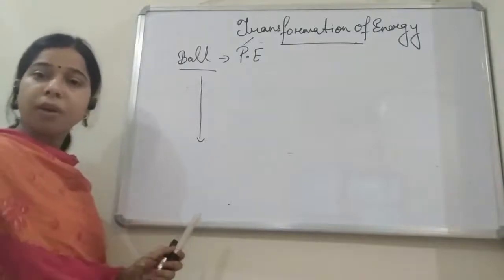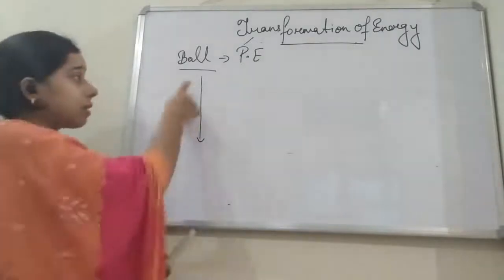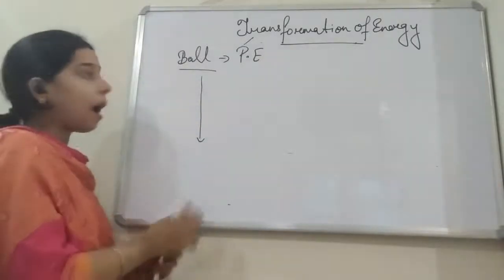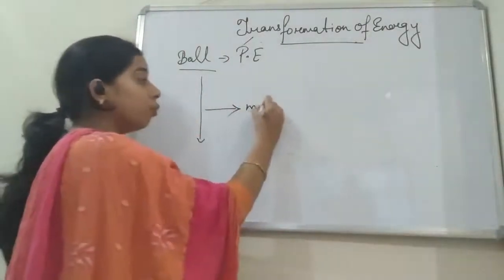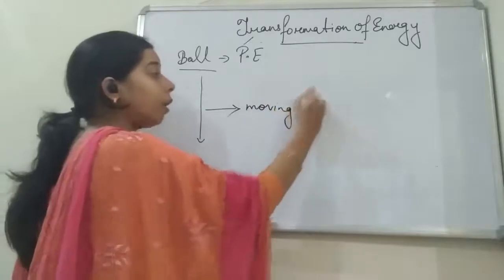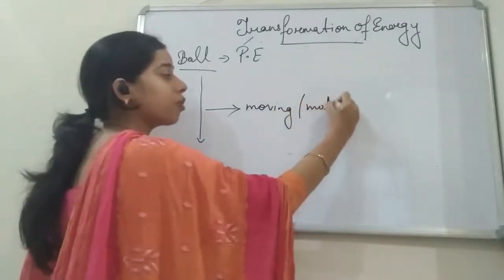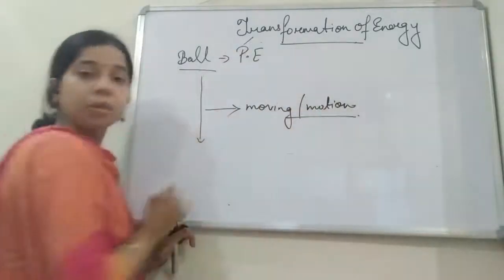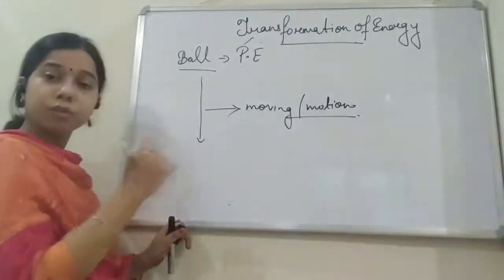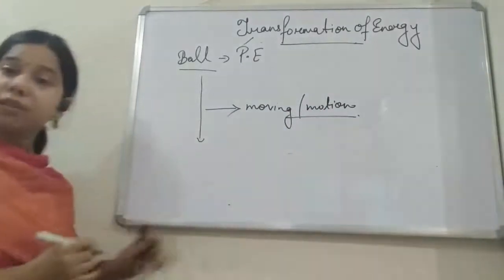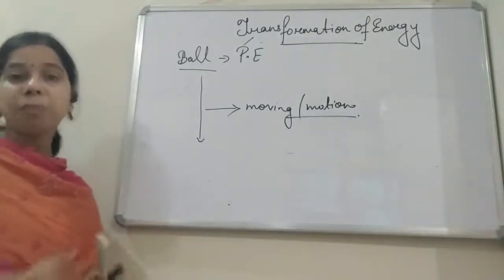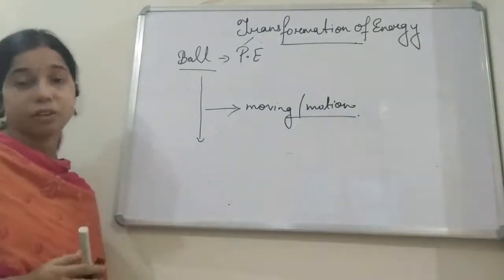When you throw it from the building, it starts coming down, and you will say that as it starts coming down, it comes into motion. The ball starts moving to the ground. At that time, you know that the energy possessed by a moving body is the kinetic energy.